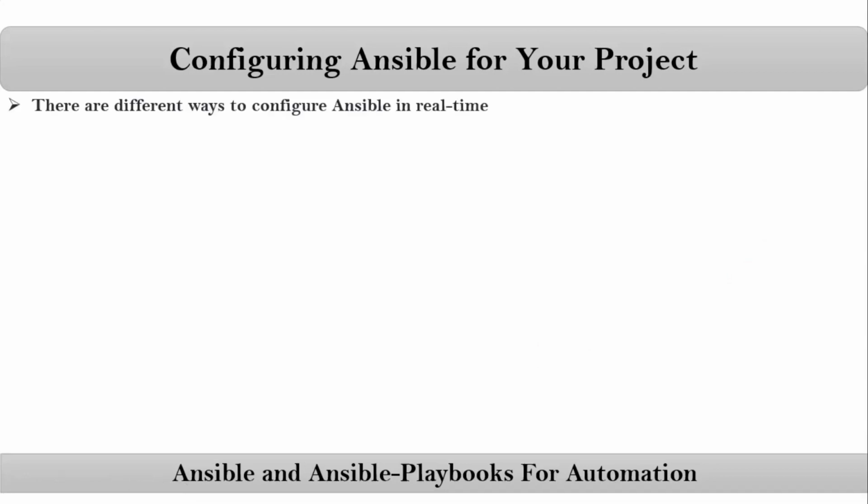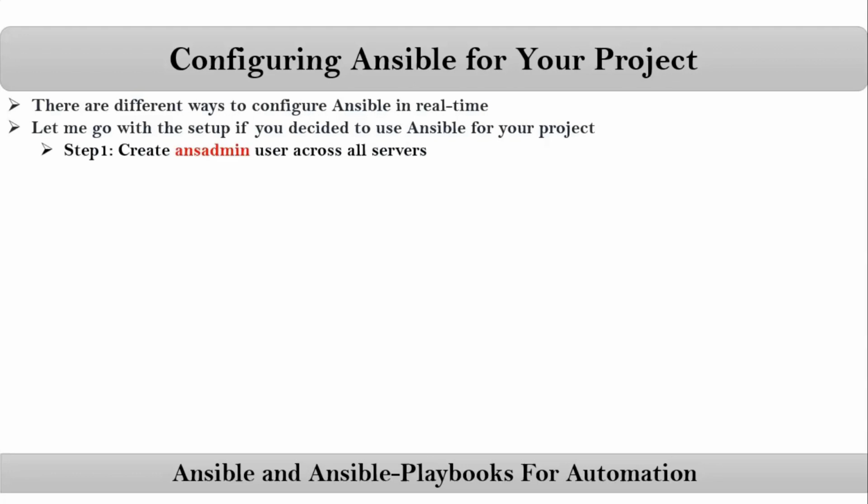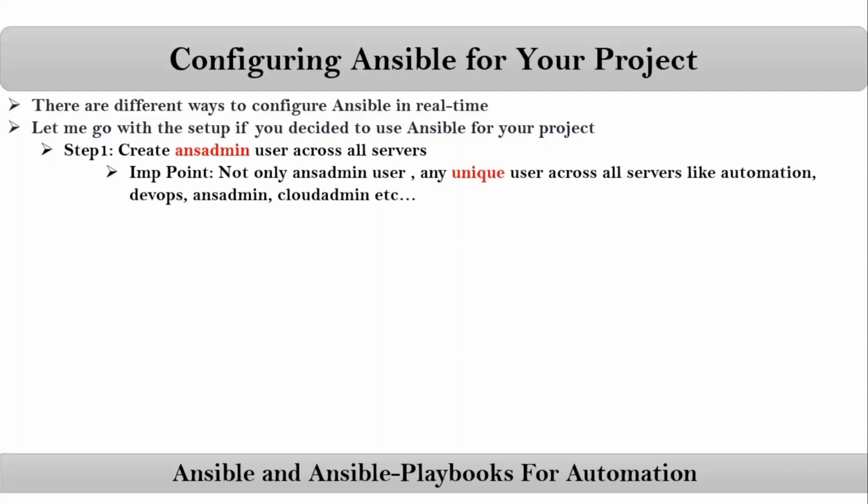There are different ways to configure Ansible in real time. Just assume that you decide to use Ansible for your project. Then how would the setup be? For that we have some steps. Just follow the steps one by one. Step 1 is create ansadmin user across all servers. Be clear, it's not mandatory to use only the ansadmin user across all servers for your project setup. You can take any unique user across all servers. Instead of ansadmin, you can create automation, DevOps or cloud admin, any user.